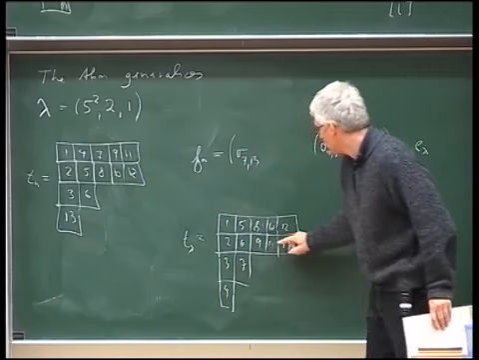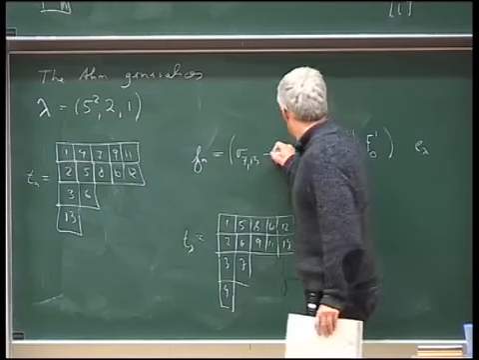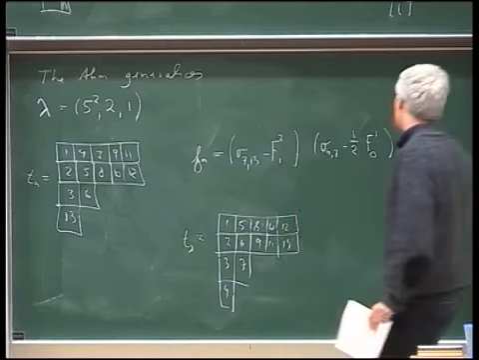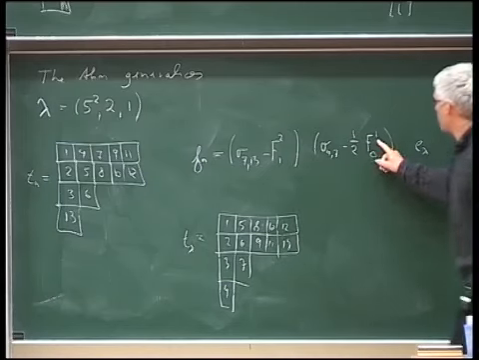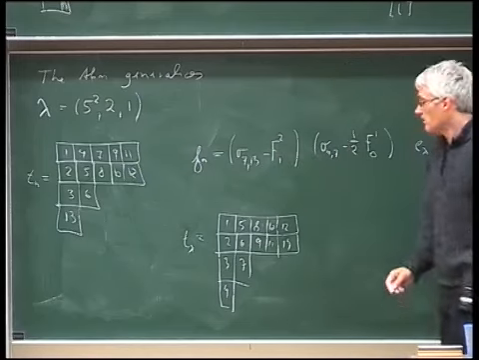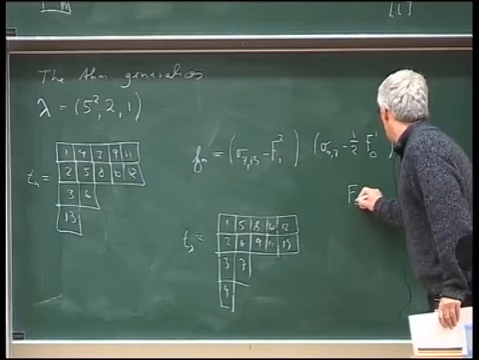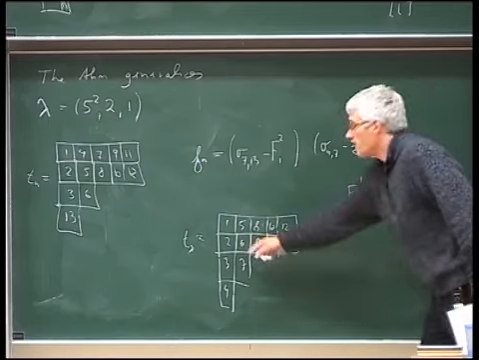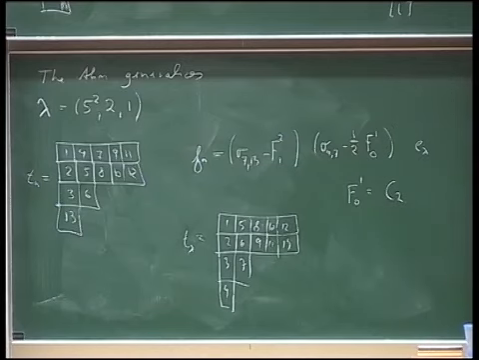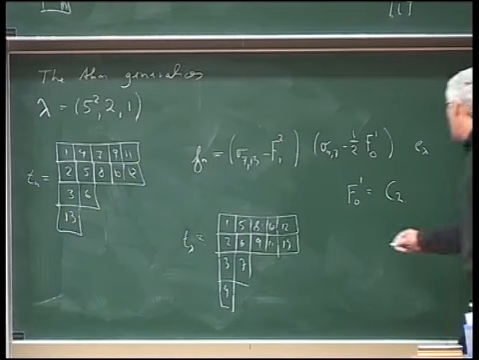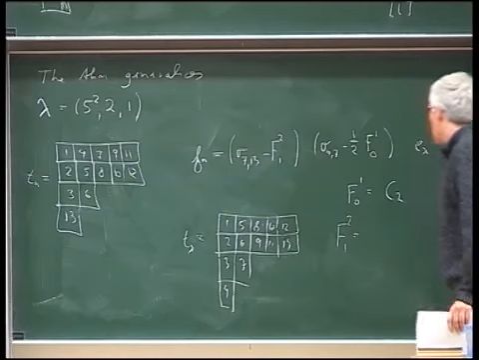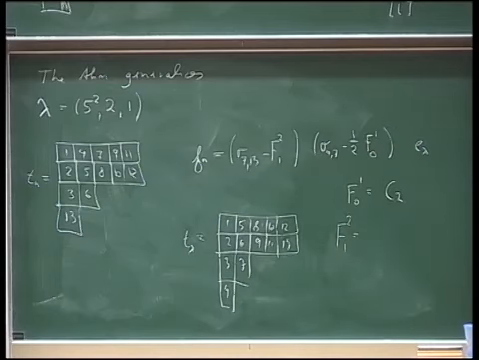Because I go from this one to this one, and I subtract F1, 2. And then I need to write down F10 and F12. F10 is just C2, the operator I had before, coming from the second column. And F12 is going to be, you'll see a similar expression as this one.